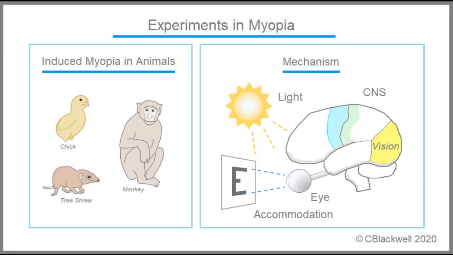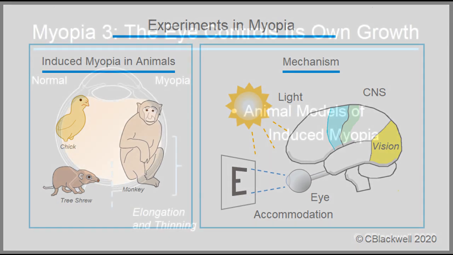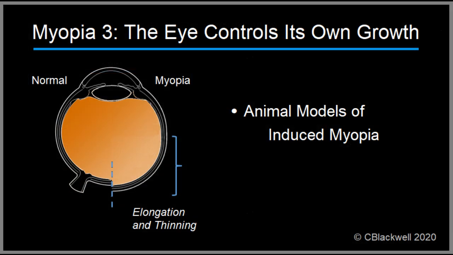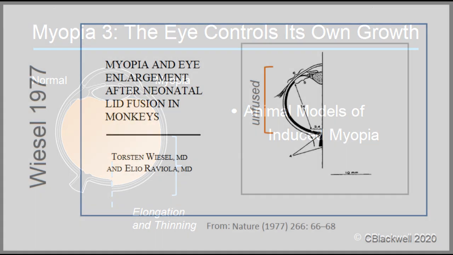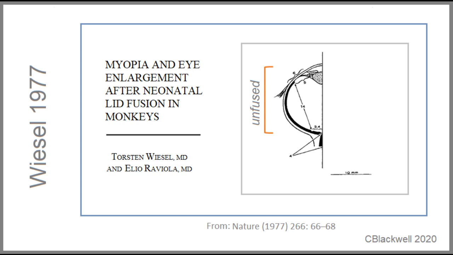A good part of our understanding of the mechanism comes from animal experiments. For several decades, researchers have been able to create myopia in animal models. From these experiments, we have learned the basic features of myopia development. Historically, the first animal model was found by accident.